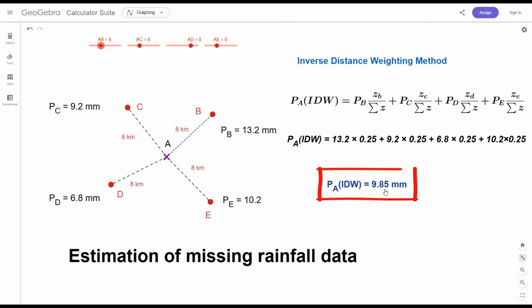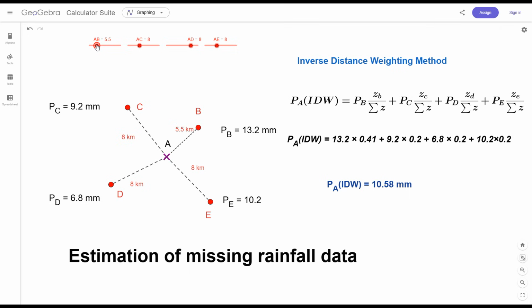Notice how the influence of station B increases as we move it closer to the target station. This is indicated by the increase in weight of index station B from 0.25 to 0.46, and the rest of the weights become 0.18. This means that precipitation of station B has more influence on the estimate of station A than the rest of the stations.